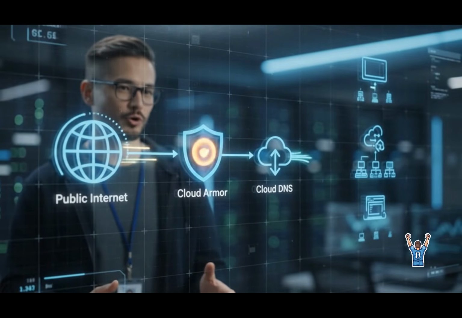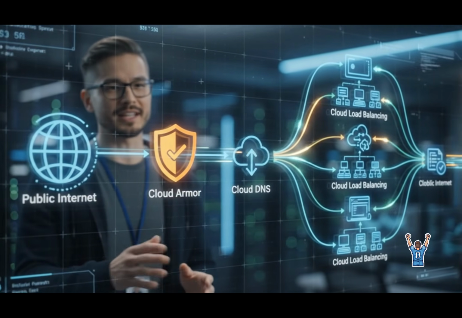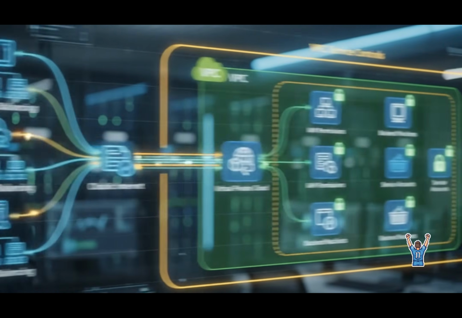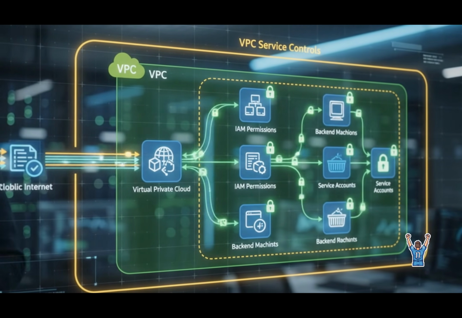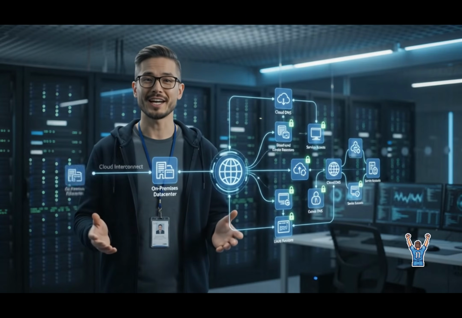Think of GCP networking as glue and guardrails. Traffic hits Cloud Armor, then DNS, and cloud load balancing. Interconnect securely extends right into the cloud.